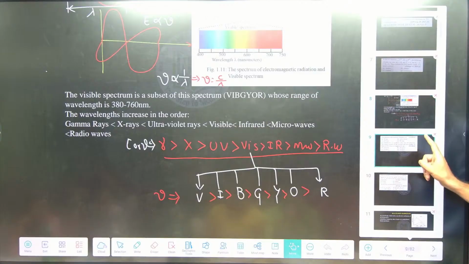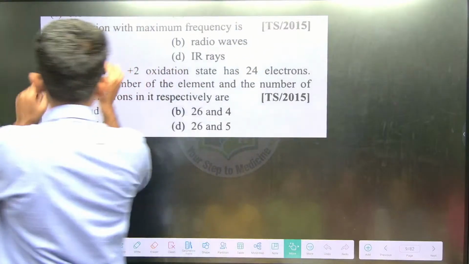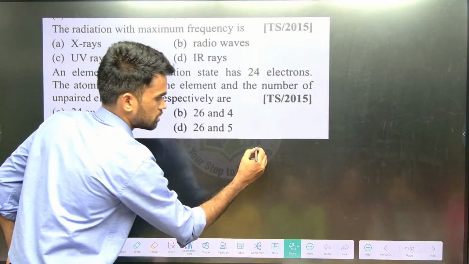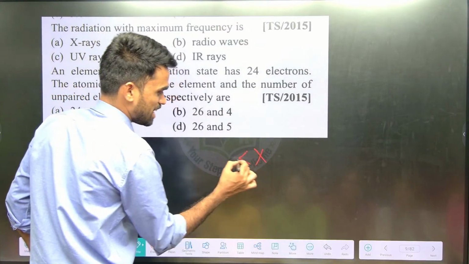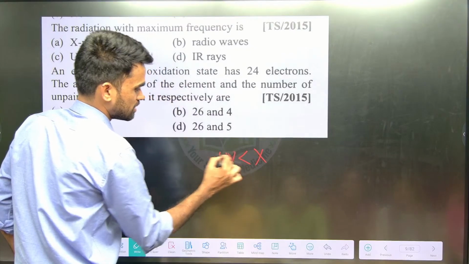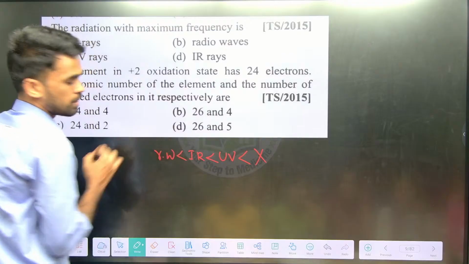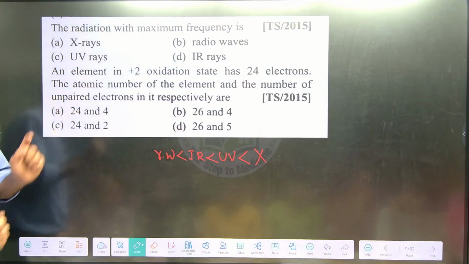See, you are going to answer this question now. Tell me the radiation with maximum frequency. Now my question is: arrange them in the increasing order of frequencies. X-rays, okay, is this clear everyone? Yeah. So the next one, try to read this question once.